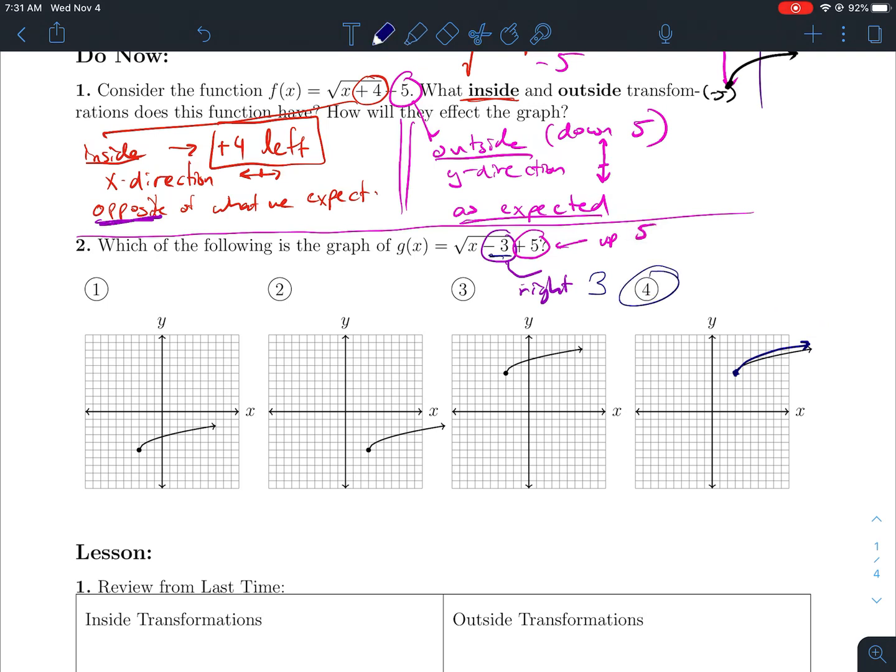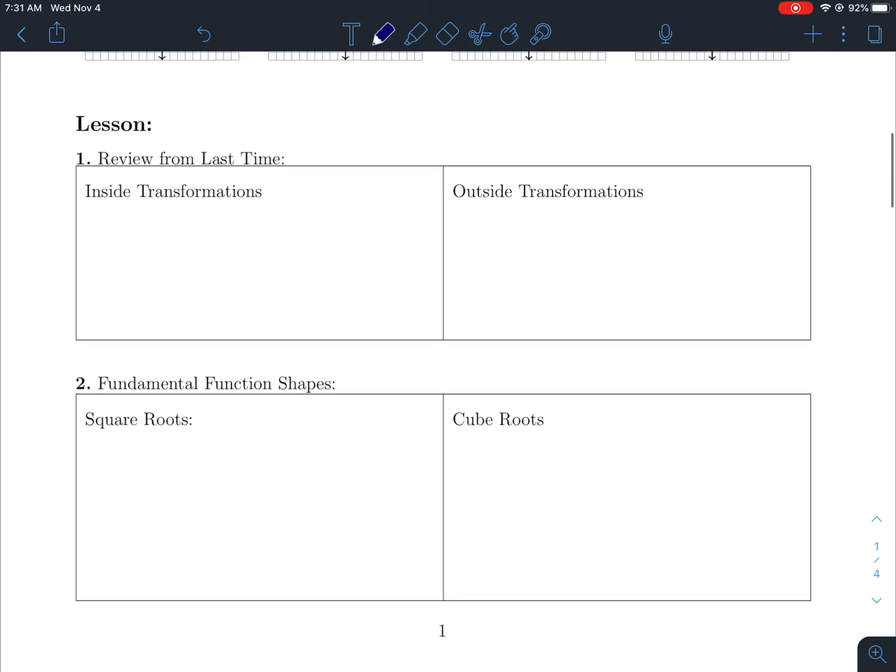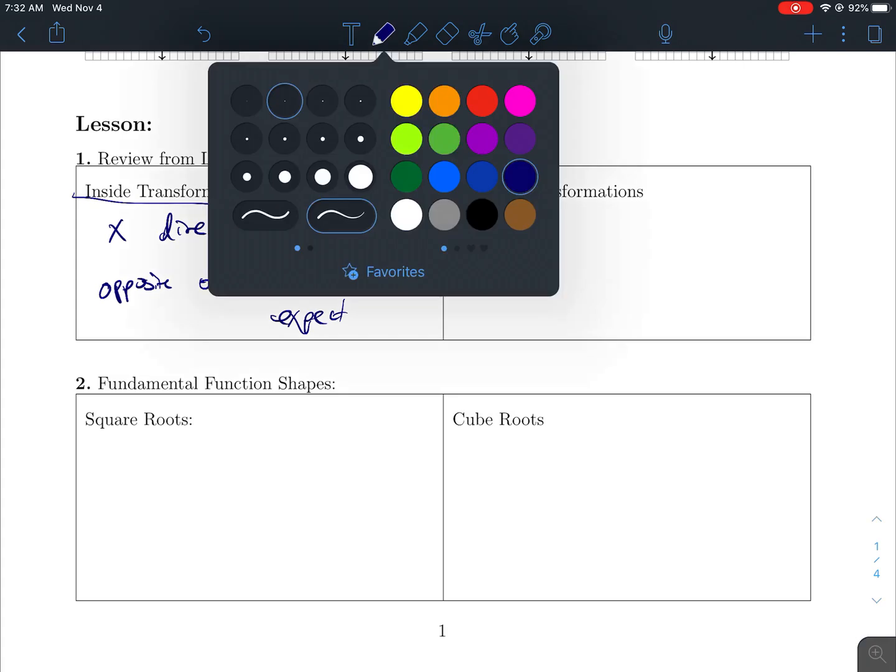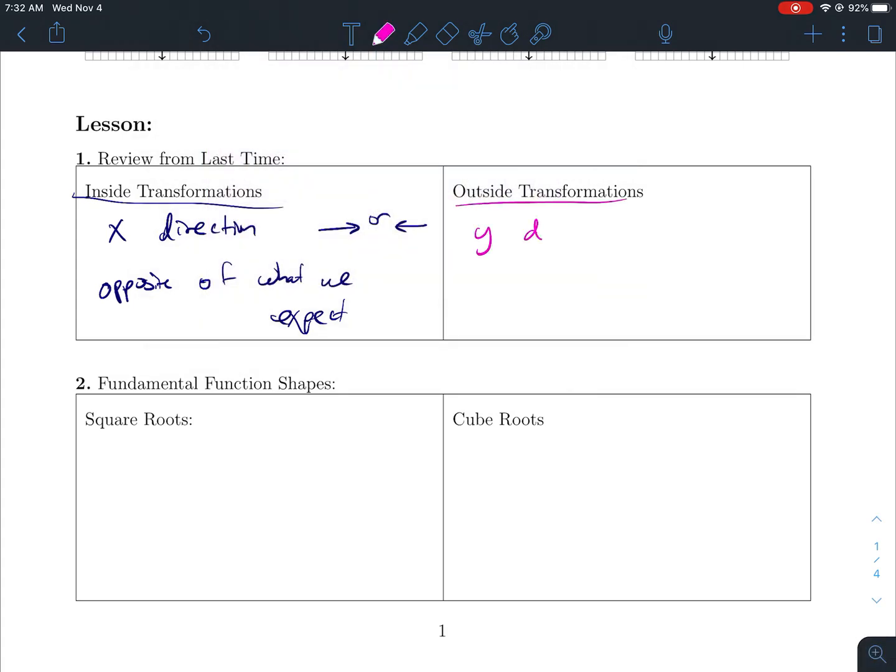And if we're looking for some vocabulary to describe what's happening here, we can think about that vertex shift. That vertex shift is representative of the shift of the whole graph. So here our new vertex is 3, 5, because we moved right 3 and up 5. All right, so the key points from last time's lesson were these: inside transformations affect the x direction, left or right, and it's always the opposite of what we expect. Outside transformations affect the y direction, either up or down, and these are as expected.